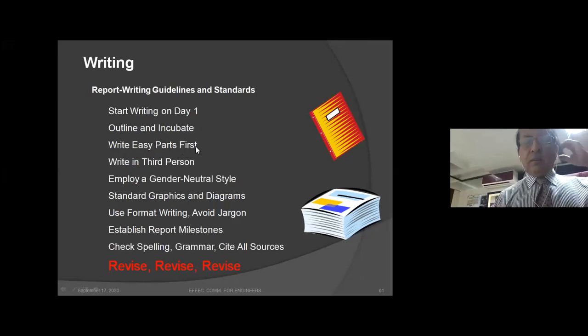Write in the third person. I think you understand what is third person. Technical papers, reports are written in third person. He, she, it, like that. I, we, they: first person. You is the second person. He, she, it: in the absence of myself and you, a third person.